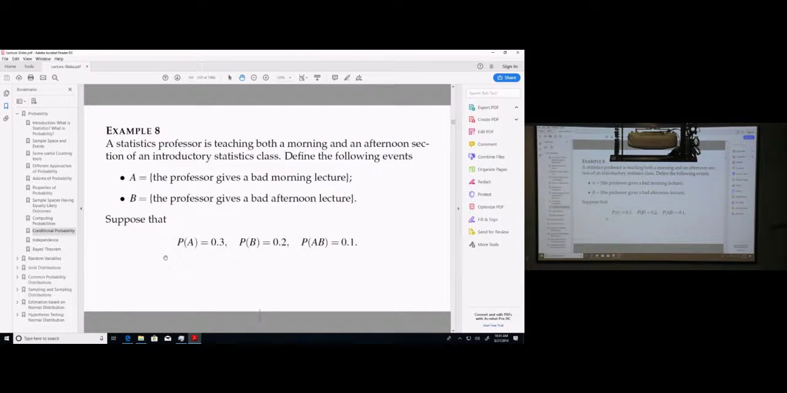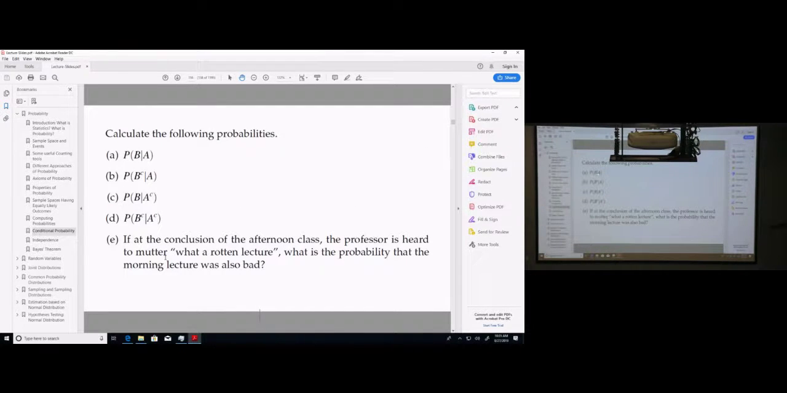A statistics professor is teaching both a morning and an afternoon section of an introductory statistics class. We define the following events. The professor gives a bad morning lecture. The professor gives a bad afternoon lecture, and these are the probabilities. And he gives a lousy lecture in both sections with probability 0.1 here. All right. So we are interested in calculating this. These are fairly easy and direct.